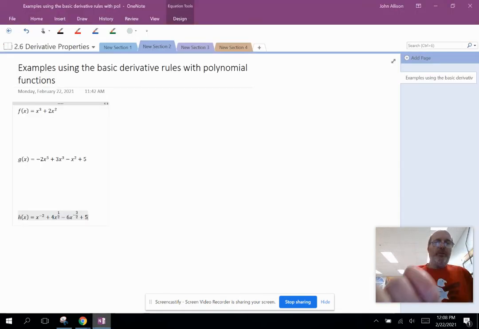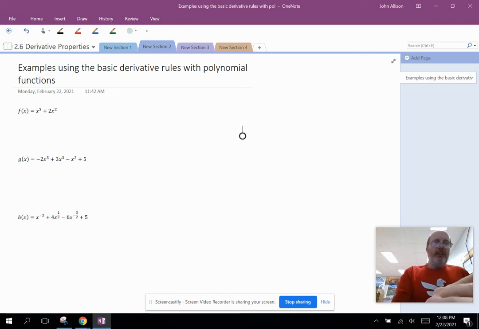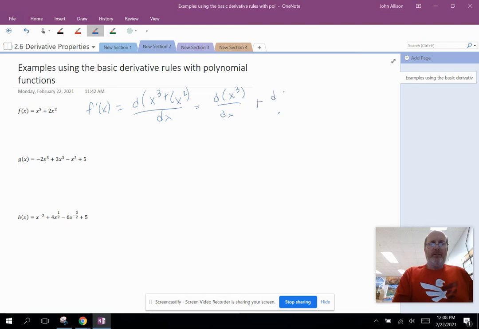We're going to find the derivative is all we're doing here, using those derivative rules we did in part 1. So let's say we're looking for f prime of x, and f is expressed as the derivative of x cubed plus 2x squared with respect to x, then that's the same as the derivative of x cubed with respect to x plus the derivative of 2x squared with respect to x. And we're just using the power rule we did yesterday.